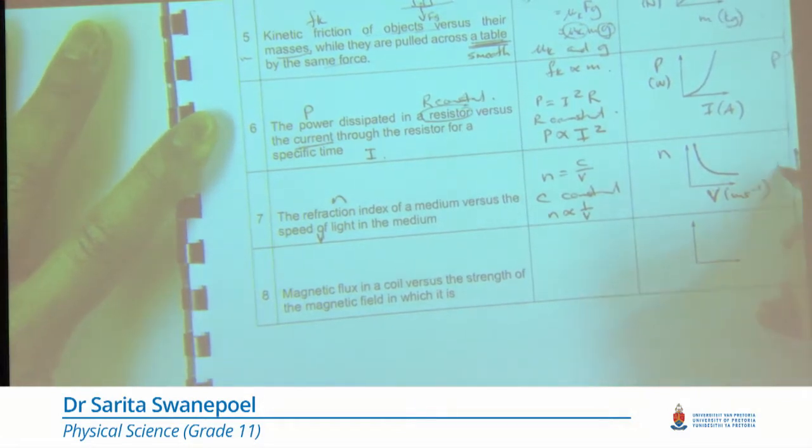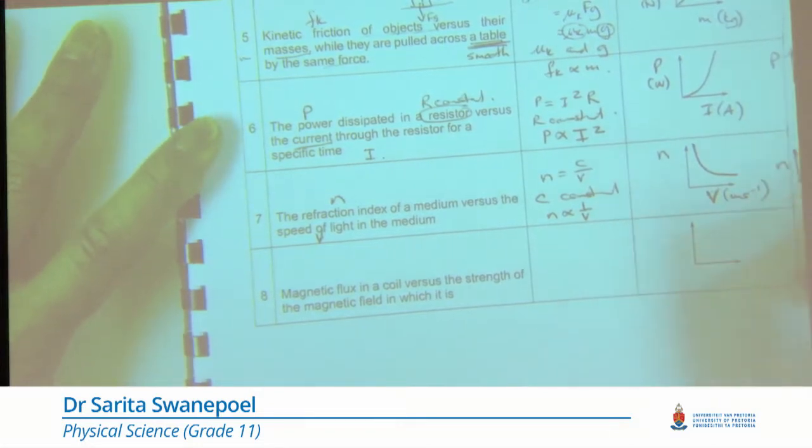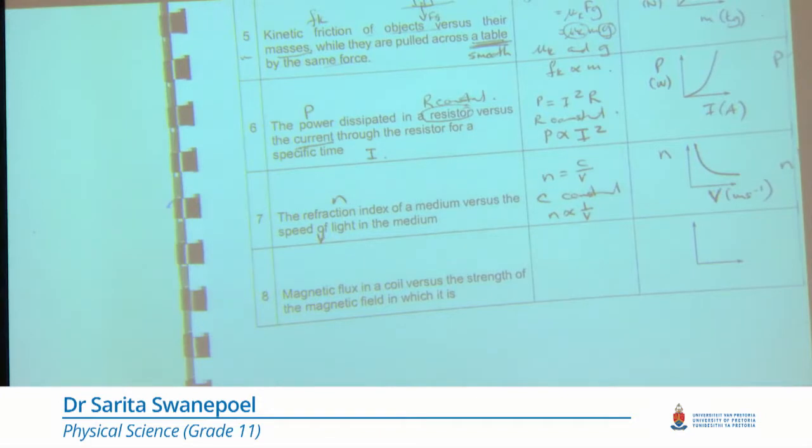I don't like that graph. I would have preferred n against 1 over v. What should that one look like? Straight line through the origin. Perfect. Nice. Right, you did electromagnetism, so go on with the next one.